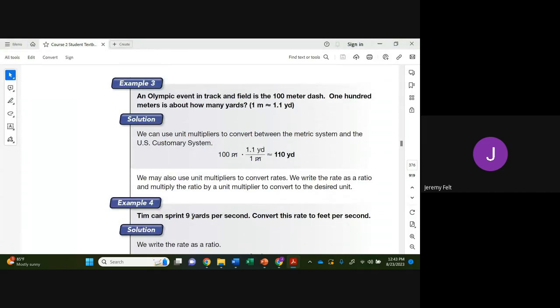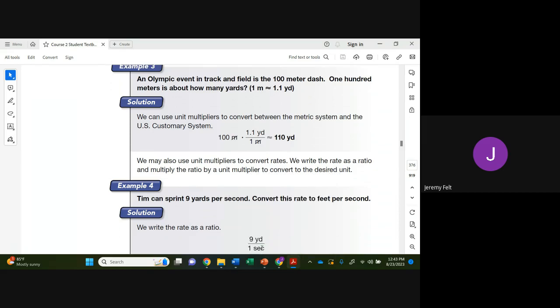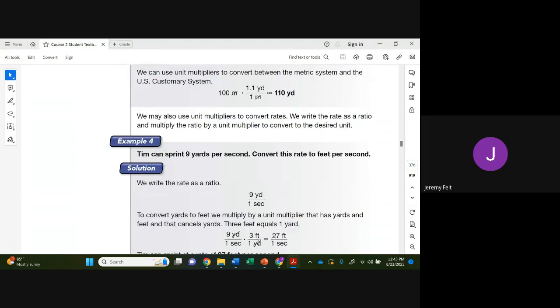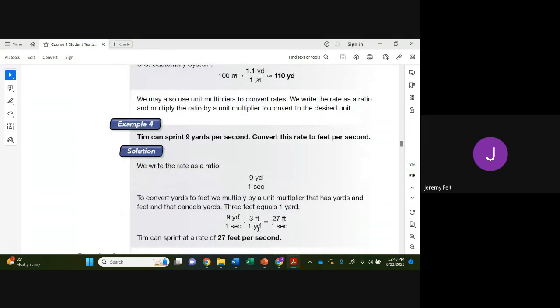Tim can sprint 9 yards per second. Convert this to feet per second. Okay. So we have 9 yards per second. That's the rate that he's traveling, and we want to convert that. We want to get rid of yards and end up with feet. So we do 3 feet over 1 yard, and then 9 times 3 is 27. 1 second times 1 is 1 second. So 27 feet per second.